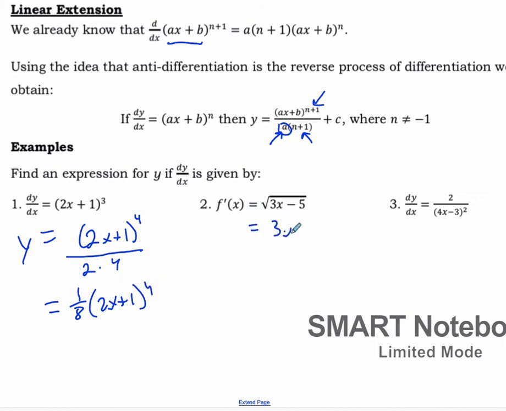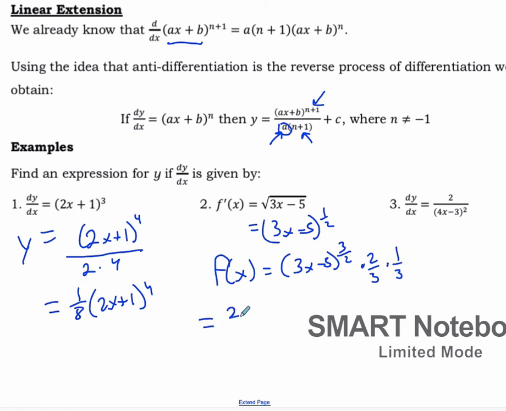This function, we can write it as this. So we integrate, we get the antiderivative. We increase this exponent by 1. Okay, that becomes 3 over 2. That means we divide by 3 over 2, which is the same as multiplying by 2/3. And then we have to divide by 3, which is the same as multiplying by 1/3. So that is 2 over 9 times (3x minus 5) to the power of 3 over 2.